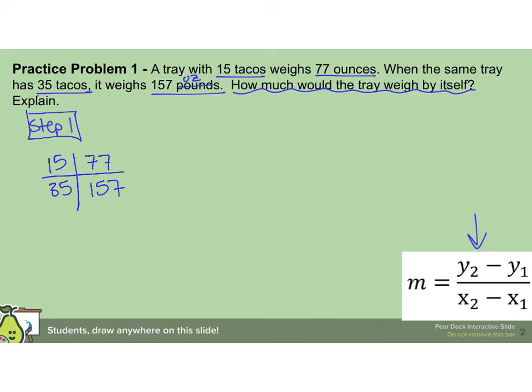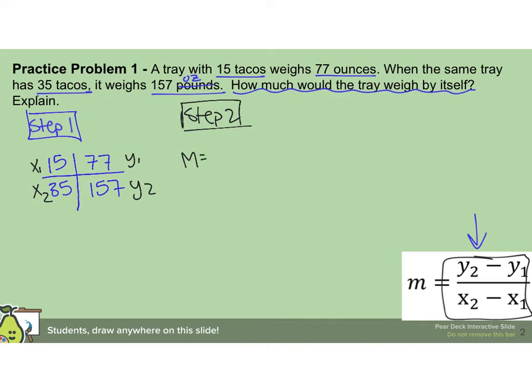I'm going to label my first point as x1, y1, and my second point as x2, y2, because now it's easy for me to plug in the numbers in the right place. So my second step after I've identified my ordered pairs is to plug it into the slope formula. So y2 is 157 and y1 is 77. That's my numerator. x2 is 35 minus x1, which is 15.